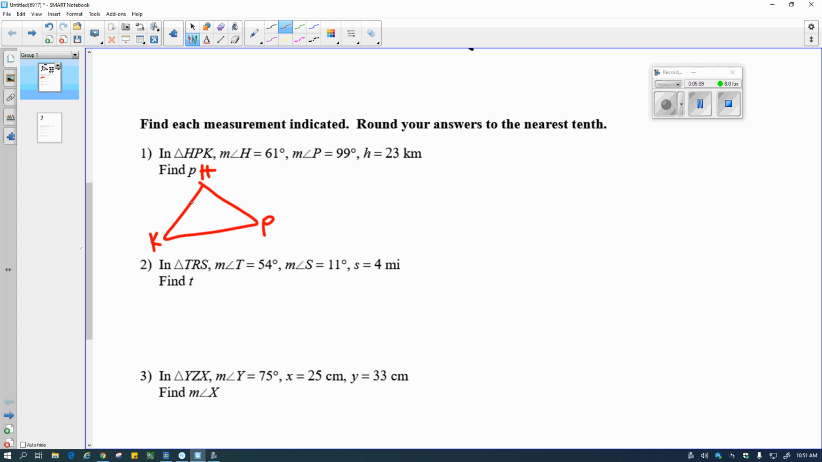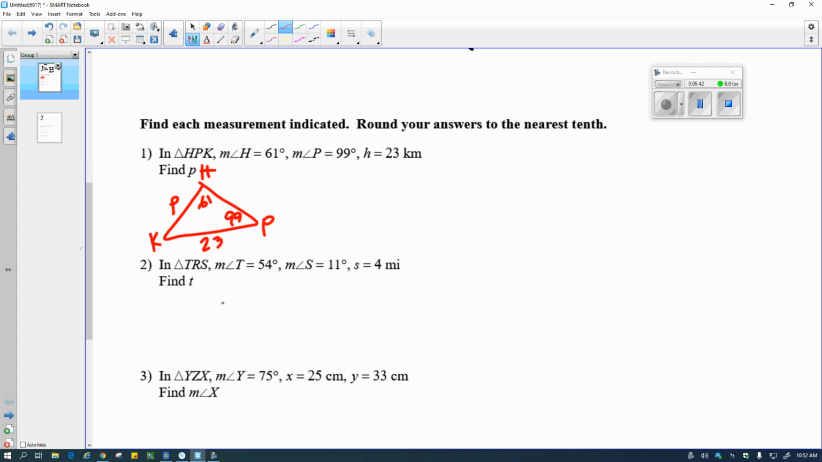So I'll call angle H 61 degrees, angle P 99 degrees. Side H is across from angle H, 23 kilometers, and across from angle P is side P, and that's the one I'm looking for. That's my unknown. You can use the law of sines anytime you have a triangle that allows you to set up a proportion where there is only one variable.